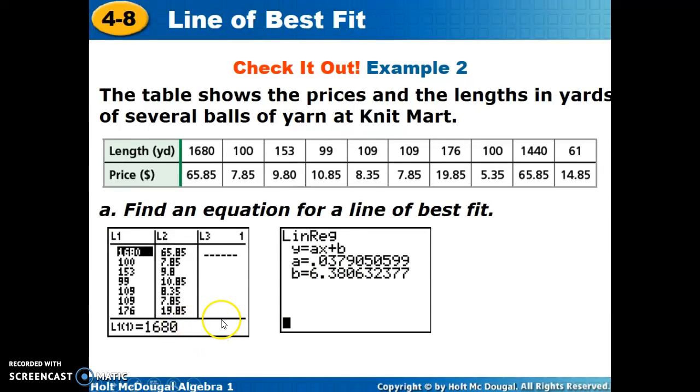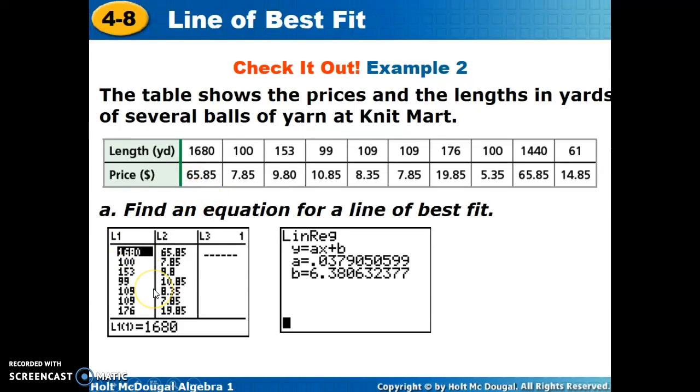If you need to go back to your screen to find the steps, we hit the stat button and edit, and it took us to this window. You're going to input your data just like this. Before you do that, remember we always put the dependent variable in list 2. So list 1 is our independent, or X. List 2 is our dependent, or Y value.